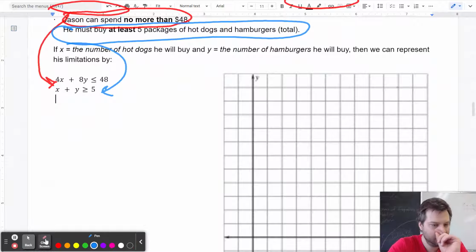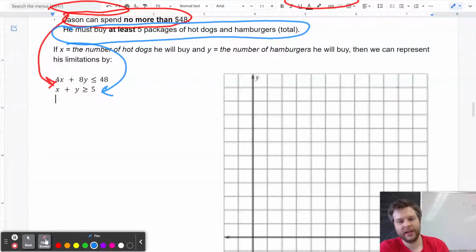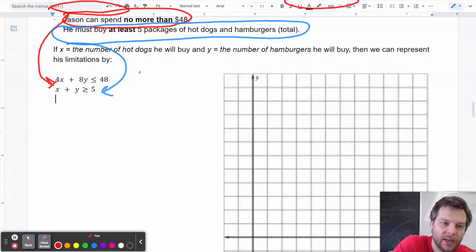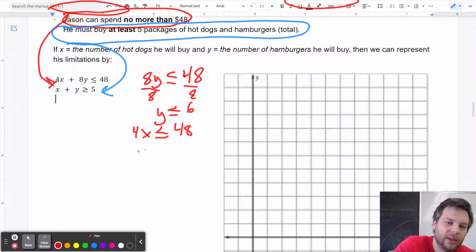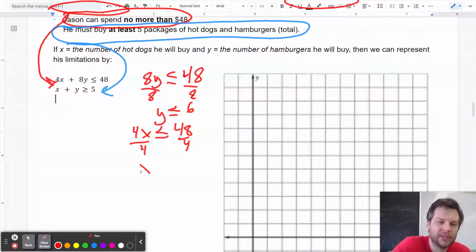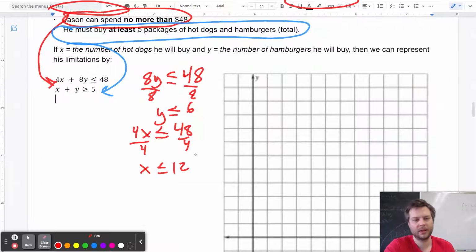So I'm going to do this in two different ways. Method number one is the x-intercept and y-intercept. That's what I just did in the previous video. If I make x equals 0 for the first problem, I have 8y is less than or equal to 48. Dividing by 8 gives me y is less than or equal to 6. If I make y equals 0, I get 4x is less than or equal to 48. Dividing by 4 gives me x is less than or equal to 12. Those are going to be my x and y intercepts. I'll show you the other way to do it.